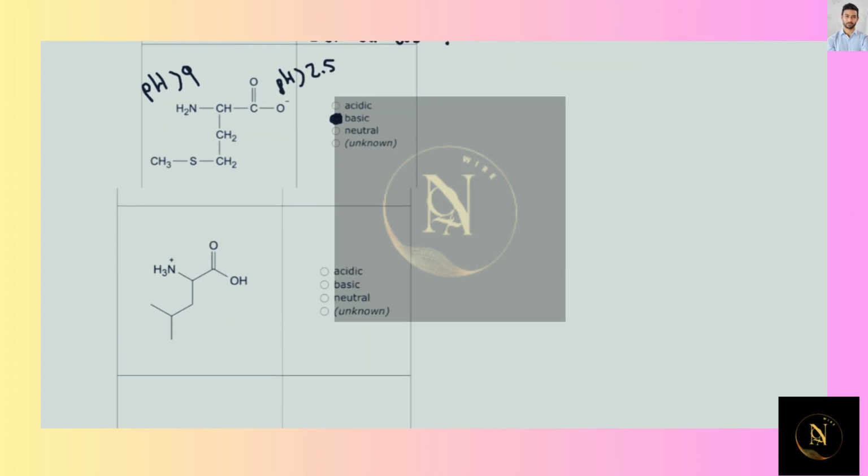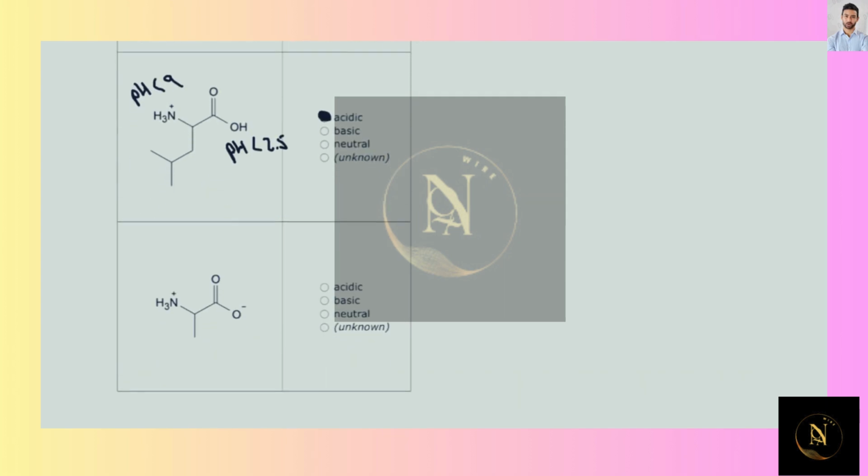Now, for the next scenario, the carboxylic acid is going to be protonated. That means that the pH is going to be lower than 2.5 at least. And the amine is also going to be protonated, so the pH needs to be lower than the pKa value, lower than 9. So this is going to be an acidic environment.